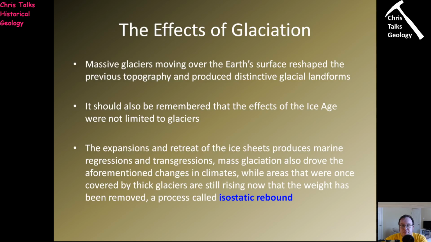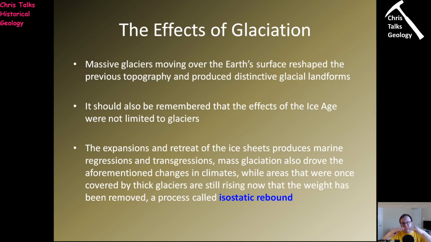It should be remembered that the effects of the Ice Age were not limited to glaciers. The expansion and the retreat of the Ice Age produced marine regressions and transgressions. Mass glaciations also drove the aforementioned changes in climate. Remember, the temperate zone got pushed down into what now are dry areas like the Sahara or the southwestern United States. There are also situations where areas which were once covered in very, very thick glaciers are currently bouncing back up. Remember, 3 kilometers of ice weighs a lot. That's literally going to push.